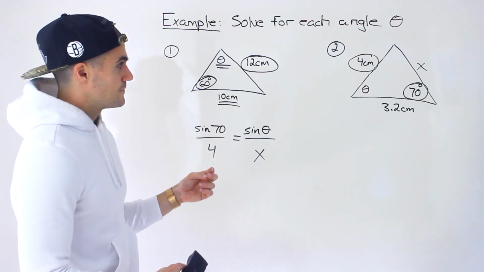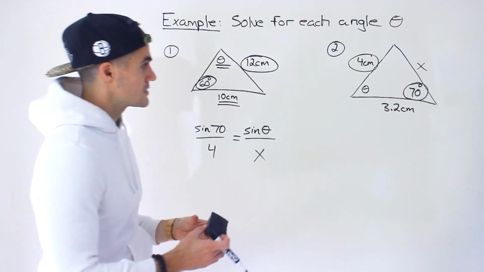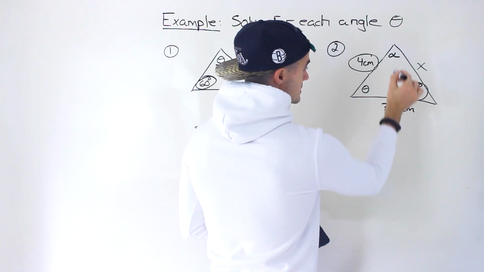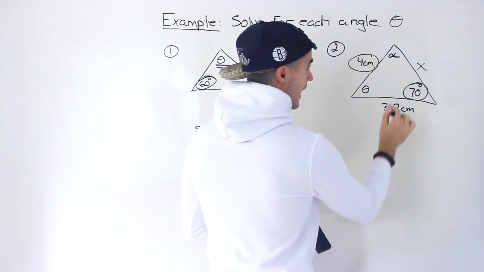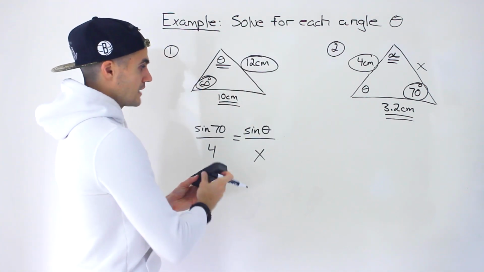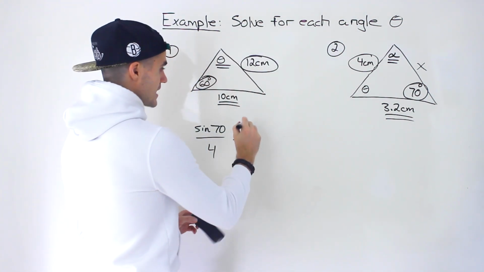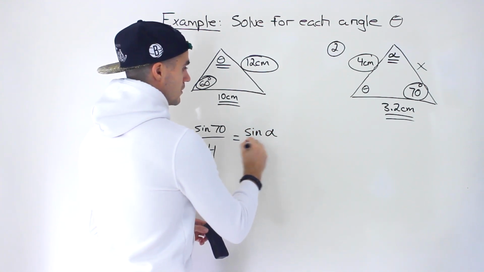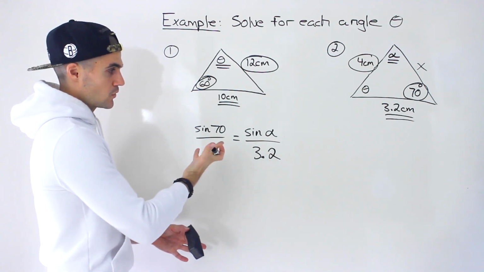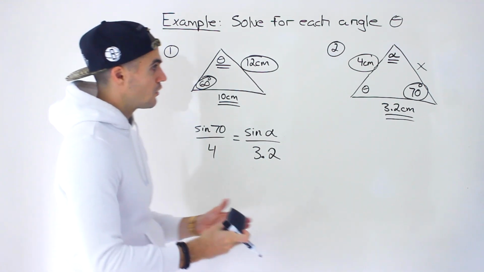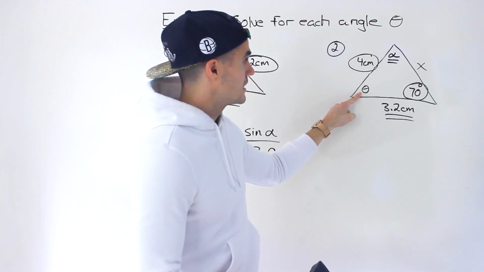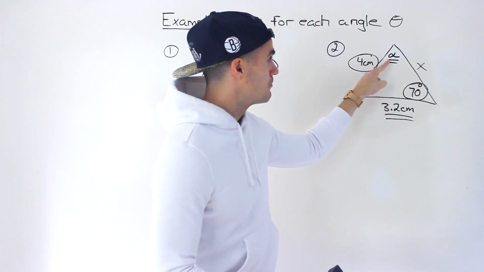So we can't do that yet, but what we can do, if you notice, is we can solve for this angle. Let's call it alpha, because if we're solving for this angle, we do have the opposite side to this angle, this 3.2, right there. And so what we can do is we can go, okay, sine of alpha over 3.2, like that. And now notice we have an equation with one variable to solve for. We could solve for this alpha, and then once we solve for the alpha, we can get the theta, because from there, it will just be 180 minus those two angles.